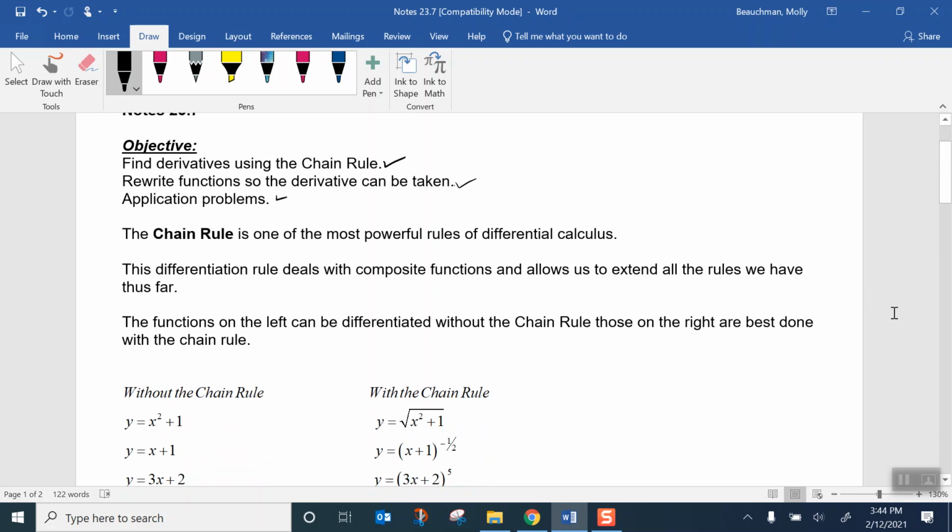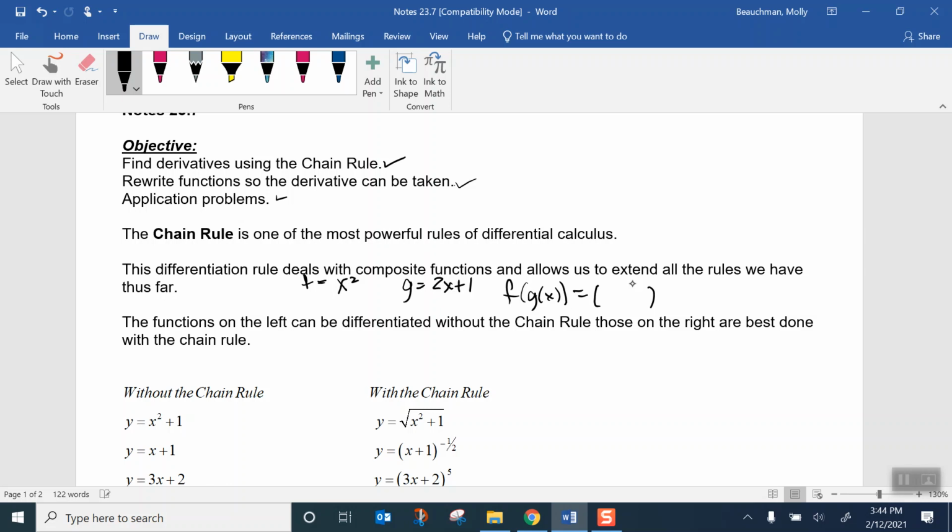It deals with composite functions and allows us to extend the rules we have so far. So a reminder of what a composite function is from algebra. If you have a function f equal to, say, x squared, and a function g equal to 2x plus 1, the function f composed with g of x means that we take the function g, the 2x plus 1, and substitute it inside the function f.